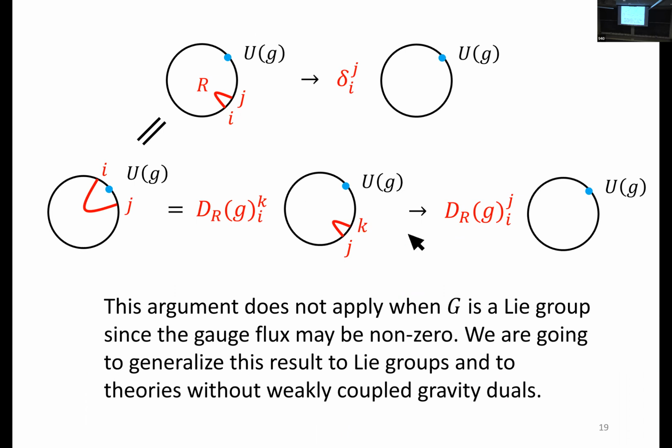This argument does not apply when G is a continuous group because I cannot move the Wilson line around, since in general there can be a flux over here. And so this argument does not work. Also, this works only for holographic theories. So it would be nice to generalize it so that it applies to continuous groups and also non-holographic CFTs. So that's what Monica and Jaiha and I did.